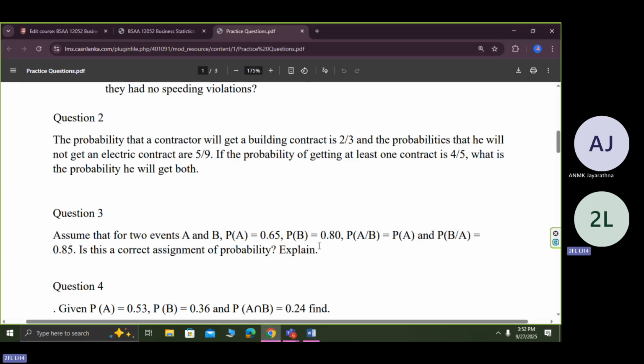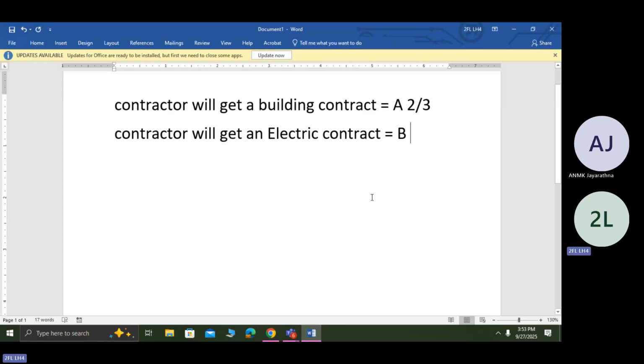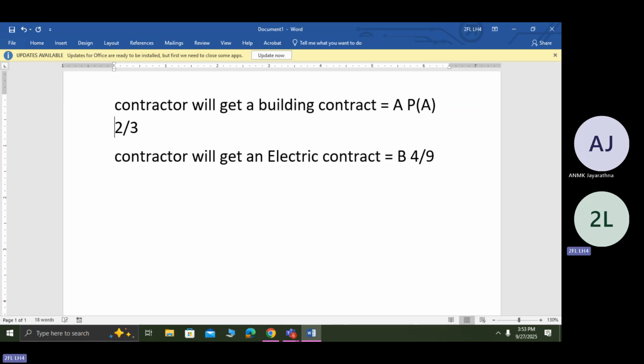What is the probability he will get an electric contract? Not getting an electric contract is 5/9, so the probability he will get an electric contract is 4/9. This is the probability of A, and this is the probability of B.